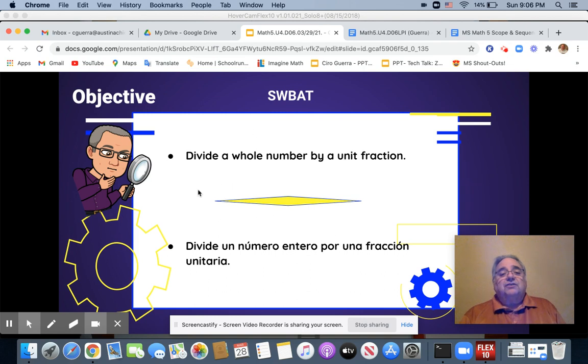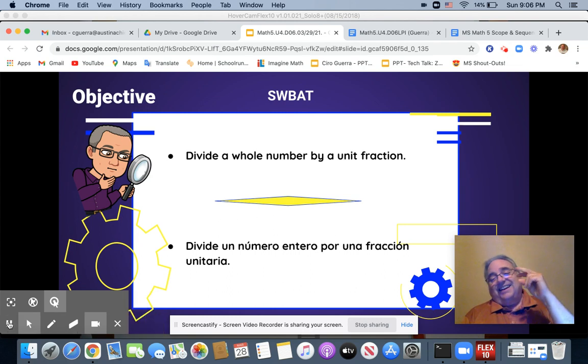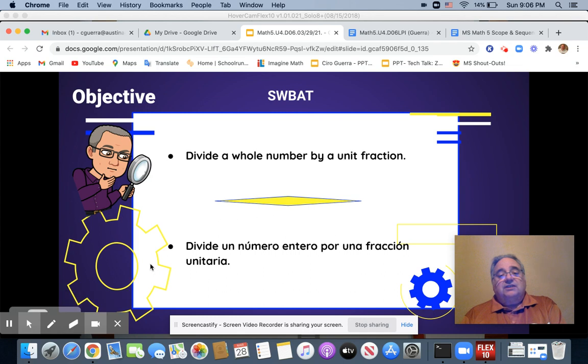I'm going to pause the video so we can get a scholar to go ahead and read our objective for the day. Excellent. Scholars will be able to divide a whole number by a unit fraction. A unit fraction is usually 1 over 2, making it 1/2, or 1 over 3, making it 1/3, or 1 over 5, making it 1/5.